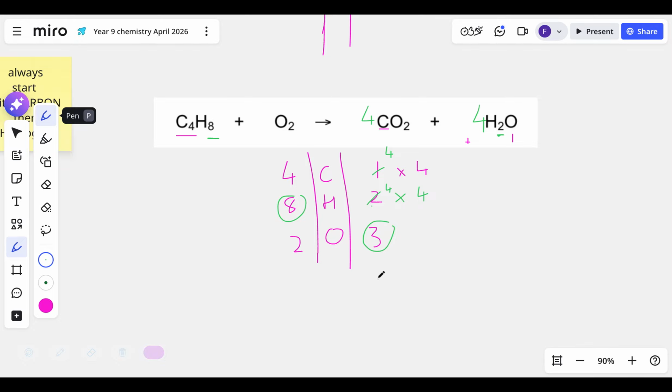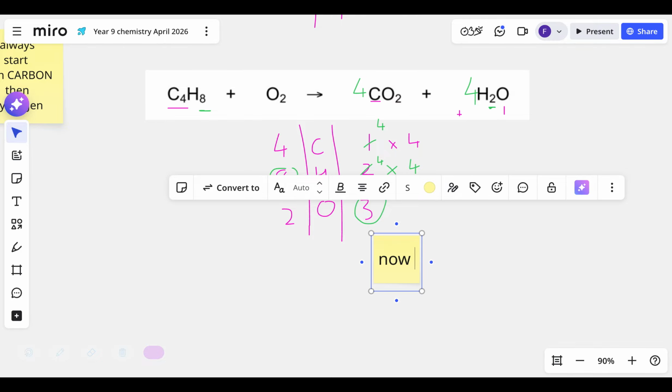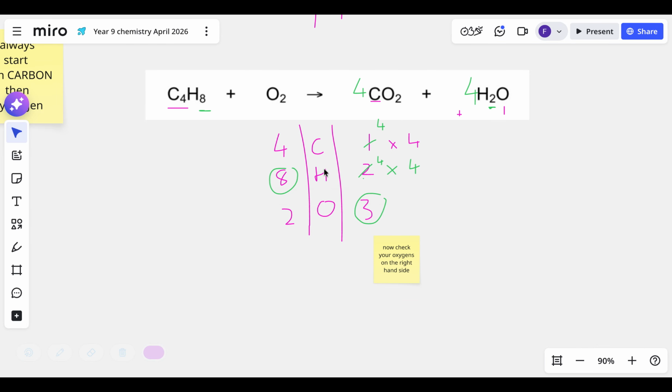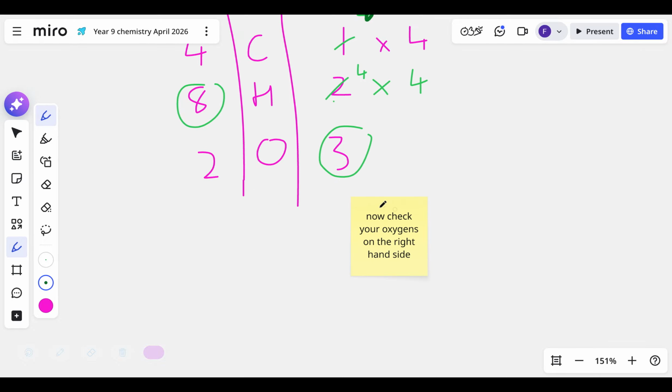So first things first, I'll put a sticky note. Now check your oxygens on the right-hand side, the products. All right, so let's check the oxygens on the right-hand side. I've got 4 CO2s, so 4 times 2, 8 oxygens. 4 times 1, 4 oxygens here. So I've got 12 oxygens in total.